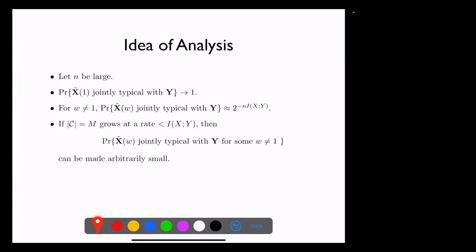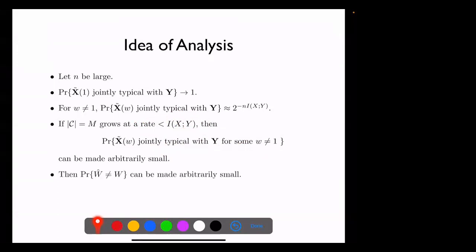Now when M, the size of the code book, grows at a rate less than I(X;Y), then the probability that the Wth code word is jointly typical with Y, for some W not equal to 1, can be made arbitrarily small. The key is that the rate of the code cannot grow at a rate higher than I(X;Y). If the rate of the code grows at a rate higher than I(X;Y), then you cannot make sure that this probability happens with an arbitrarily small value.